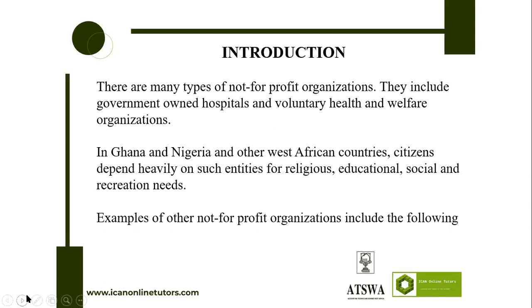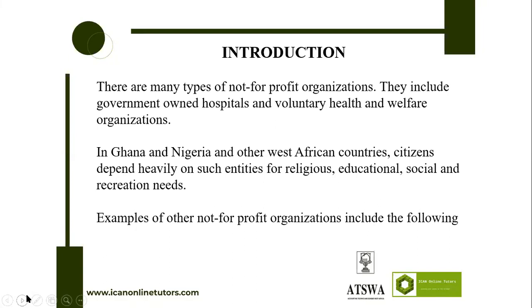for the good of the society. Examples of not-for-profit organizations are government-owned hospitals, voluntary health and welfare organizations, NGOs and the rest. Their primary aim for existence is not to maximize profits, it's not wealth maximization, but to render services. Like in government hospitals, the main aim is to cater to the health needs of its citizens, and not to maximize profit.